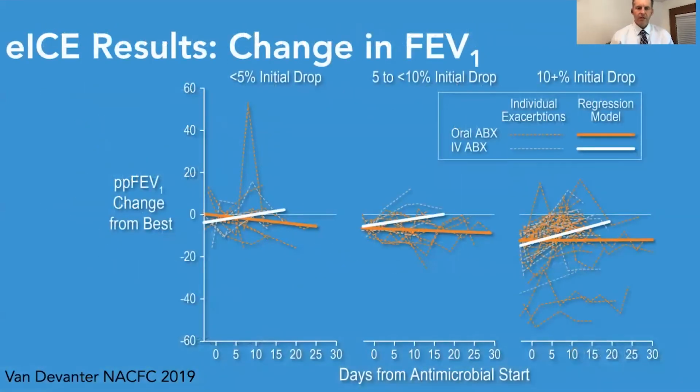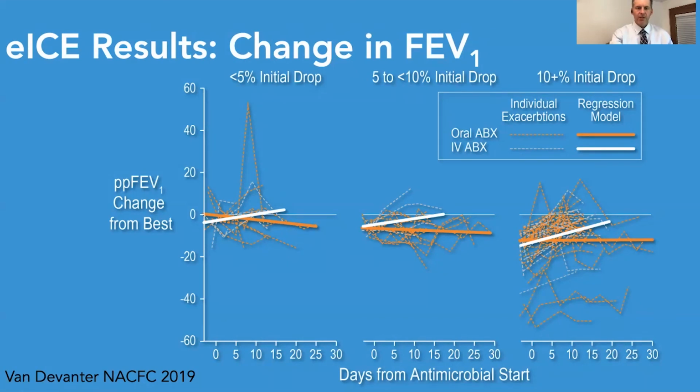Last year, Eden van de Vanter presented a secondary data analysis that looked at changes in FEV1 after the prescription of antibiotics in the EICE participants. And they looked according to the FEV1 drop prior to treatment. So if there's less than a 5% initial drop, 5 to 10%, or more than a 10% drop. Each line here represents an individual participant's home spirometry results, but the solid lines represent the average changes.